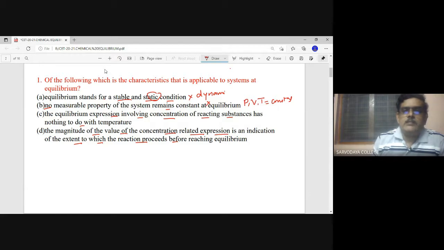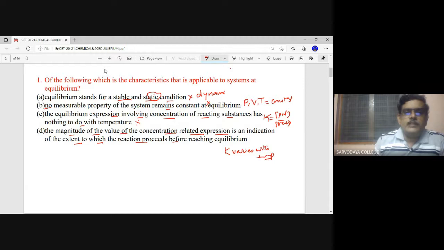The equilibrium expression involves the concentration of the reactants, that is the equilibrium expression K, where K is the active mass of the products divided by the active mass of the reactants. It changes with the temperature, because as the temperature changes, the rate of forward or backward reaction also changes. So K varies with temperature. Therefore, you can say the third statement is also wrong.